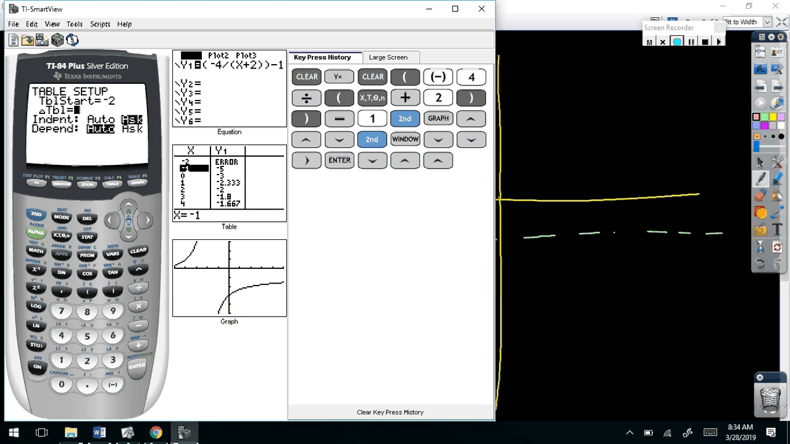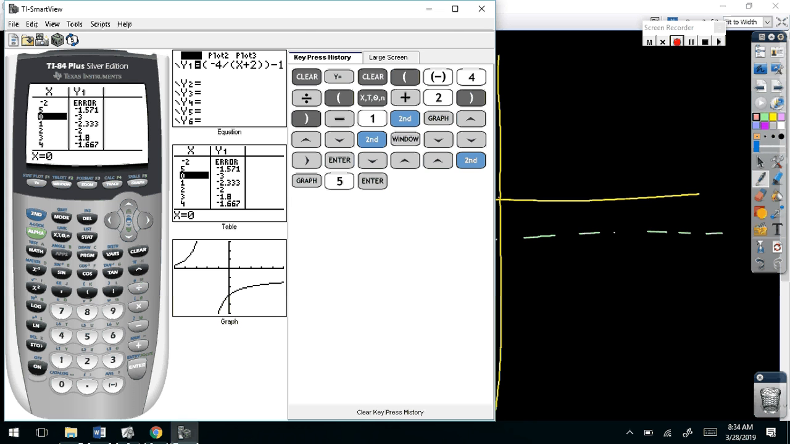It doesn't matter what that number is if it's asked. You put whatever you want. You should have ask and then auto because you want to ask it X and you want it to automatically give you Y. You want to ask the independent and automatically give you the dependent. Second window. So now go back to your table, second graph. Yeah. You should be able to type the values you want in there now.